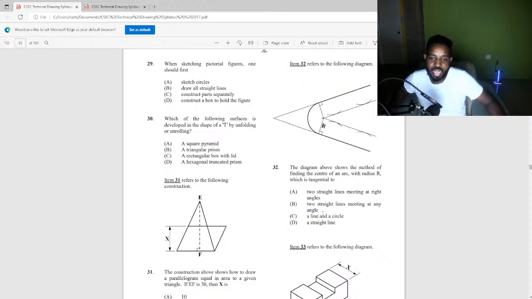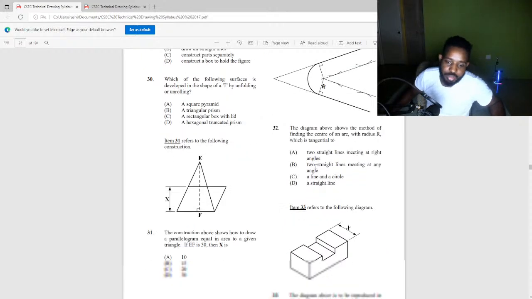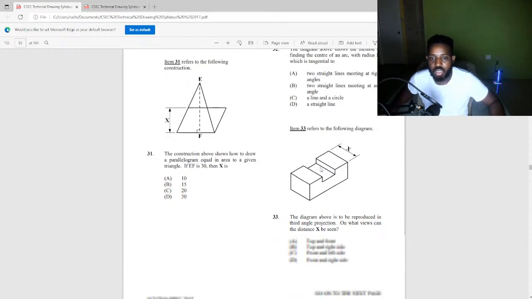So this is how you would draw an arc that is tangent to two lines that meet at any angle. Simply, all you have to do is offset this line by a certain amount, and offset this line by the same amount. Wherever they meet, you draw the arc from there, and the arc would touch both lines smoothly like that. And that's how you would get that. That was item 32.